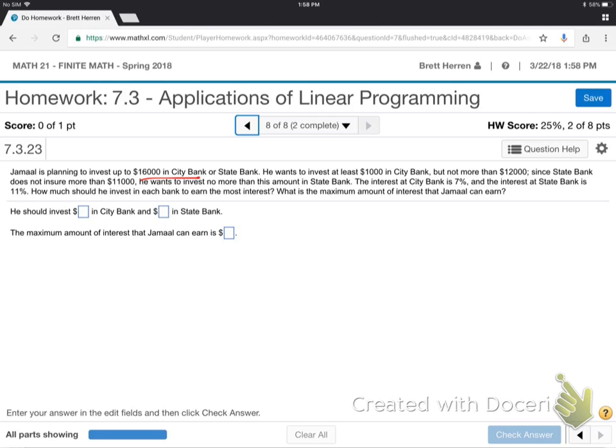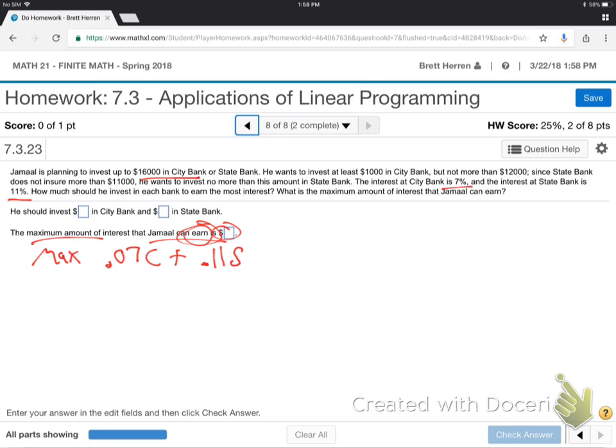Max or min? Where does it say it? Maximum amount Jamal can earn. So you start with the max or min word. Remember, that's always where we start. We want to maximize earned dollars. That throws me over to where it says something about earning: interest. The interest is 7% for Citibank, so 0.07 Citi, and 11% for State Bank. There we go, 0.07 Citi plus 0.11 State. We want to maximize those earnings.